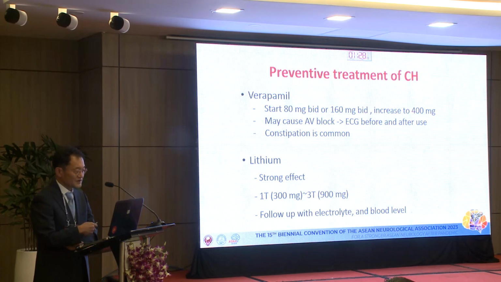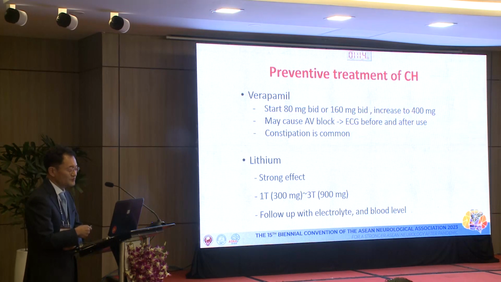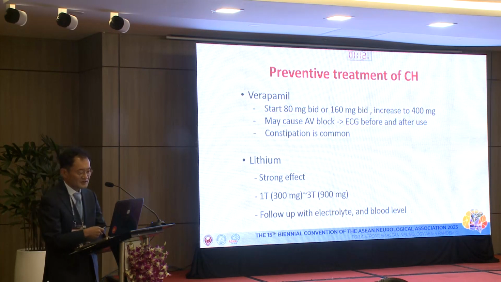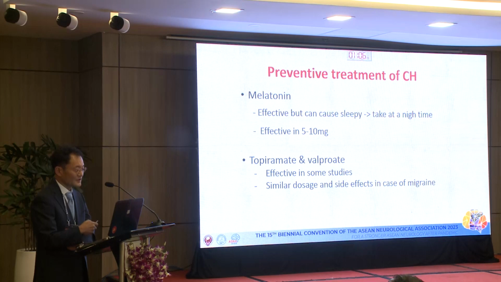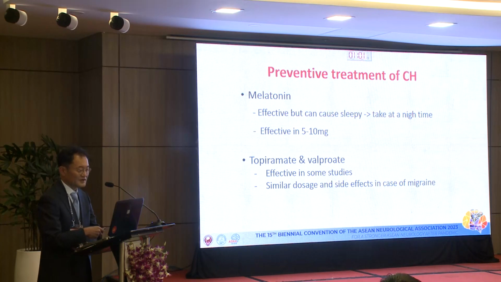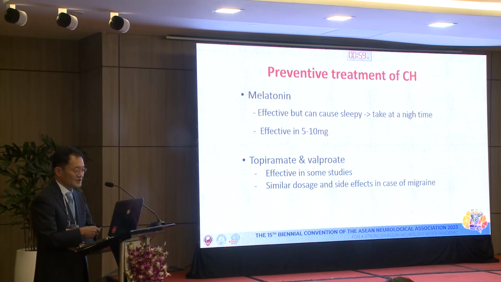Preventive treatment. Verapamil: start 80 milligrams BID or 160 milligrams BID, increase up to 400 milligrams a day. It may cause AV block, so do an EKG before and after use. Constipation is common. Lithium has a strong effect, and 300 to 900 milligrams can be used. However, follow electrolytes and blood level. Melatonin, 5 to 10 milligrams, may be used, but it can cause sleepiness, so use at nighttime. Topiramate and valproate can be used.